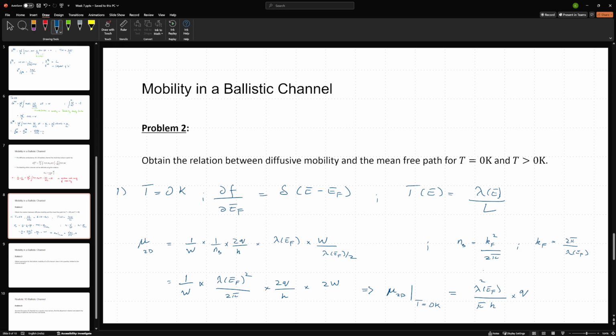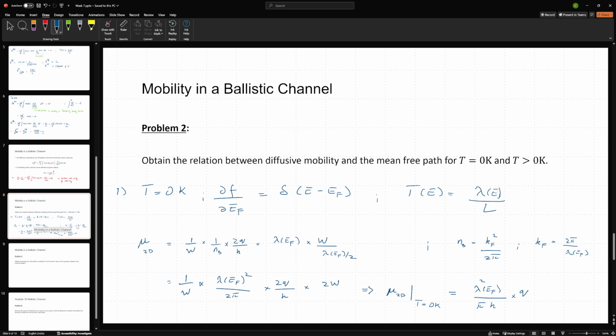So this gives us the exact mobility of an electron in a 2D system at 0 Kelvin. So once again, as you can see, this ballistic property of the channel and our bottom-up approach is connecting the conductivity, the mobility of the device to an actual physical quantum mechanical quantity, which is the de Broglie wavelength at the Fermi level.